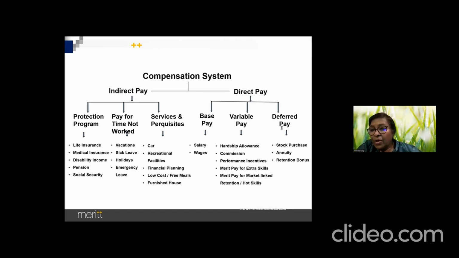For example, today in organizations, you have huge benefits, right from employee wellness to financial planning to free meals, no, subsidized meals, furnished houses, recreations, etc. So you have various things. Now, I'll just be coming to that, total rewards.